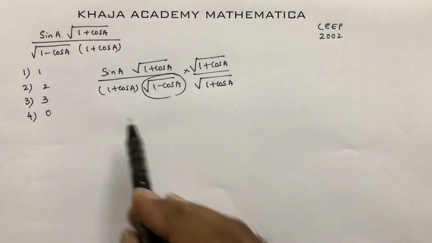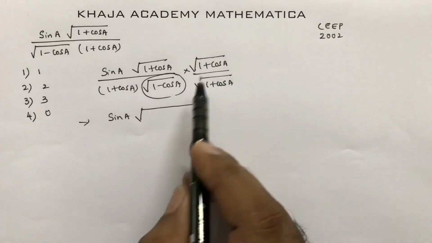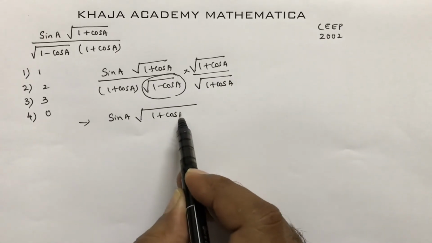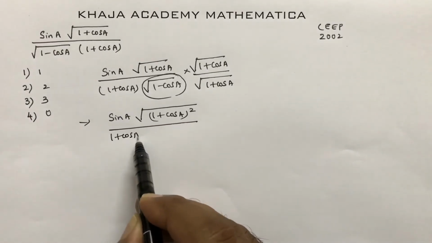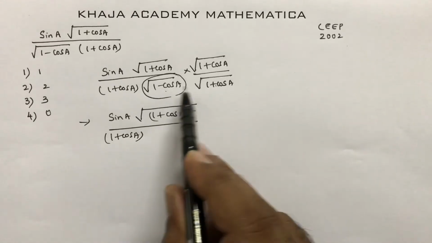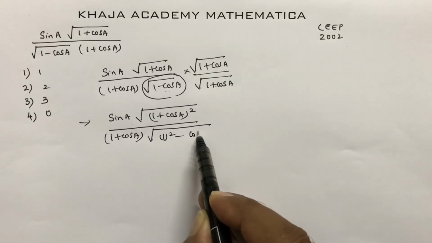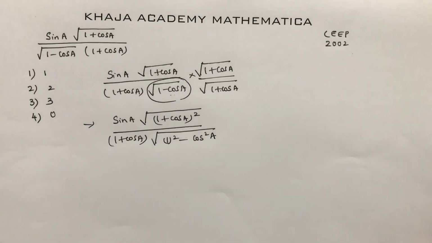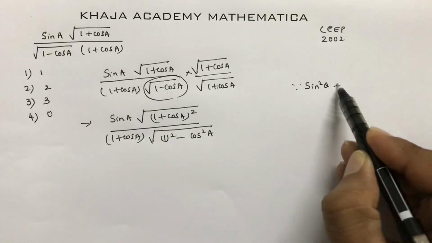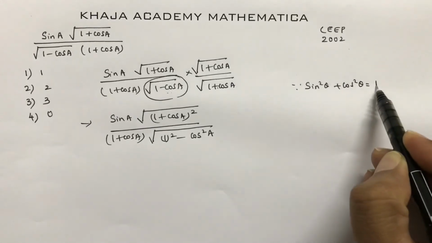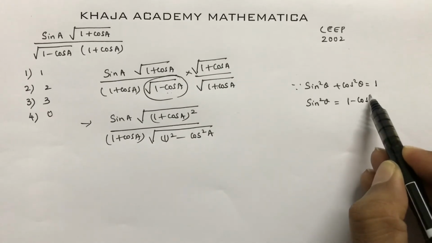Now if you see here, sin a into under root 1 plus cos a, you'll get 1 plus cos a whole square by 1 plus cos a into this. These two are in the form of a plus b into a minus b, so you'll get a square minus b square, that is 1 square minus cos square a. Now we have the identity sin square theta plus cos square theta equals 1. So what is sin square theta? Sin square theta is 1 minus cos square theta.